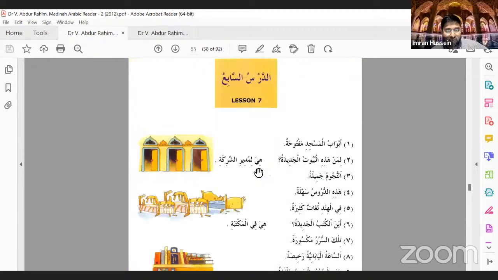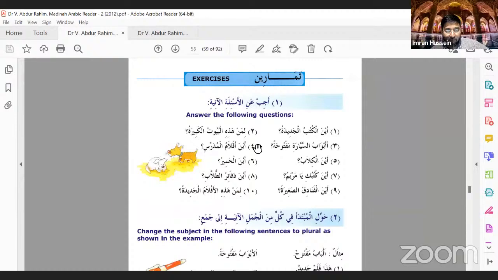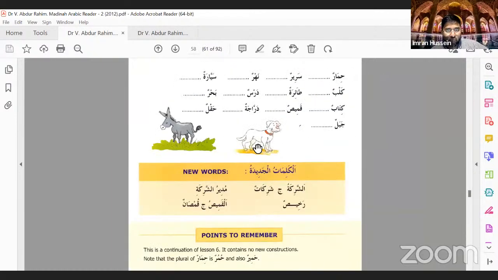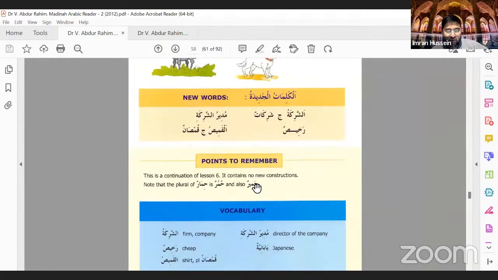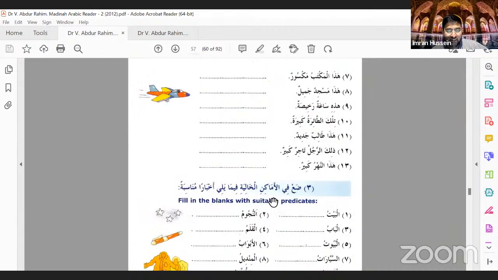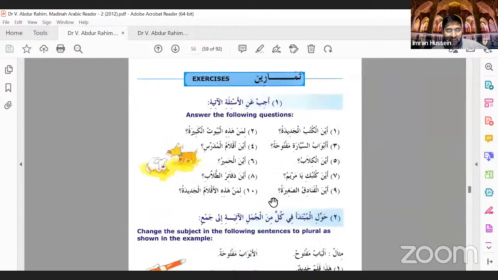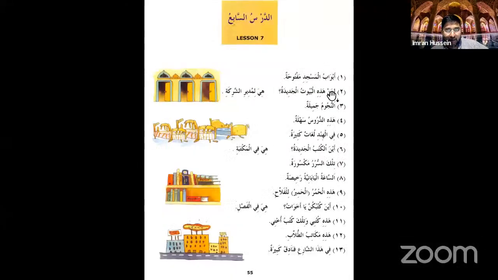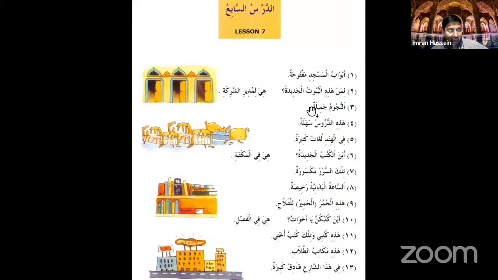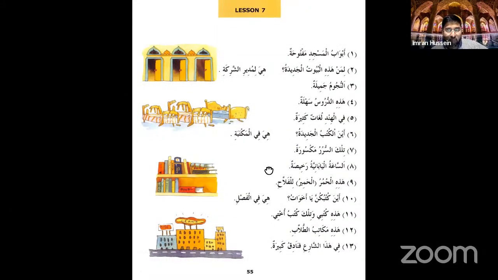Now I'm going to move on to the next lesson. I'm going to finish this lesson because it's a short lesson. There's nothing new in this lesson, which is why I'm going to move on to it. Lesson number 6 was about this, so lesson number 7 becomes easy for you. Now I'm going to ask everyone to come on the mic one by one, because I'm not going to read this lesson.